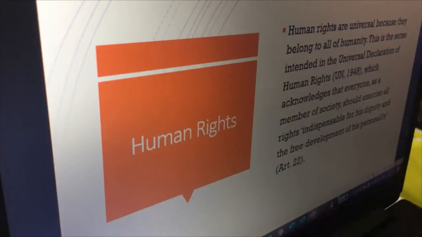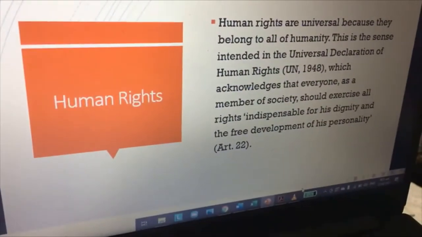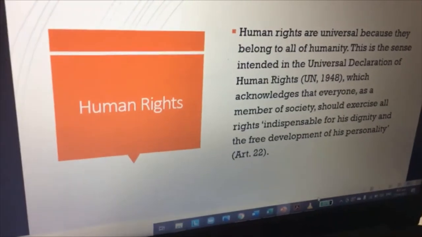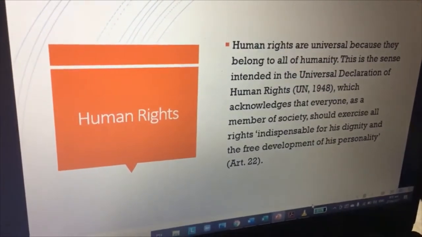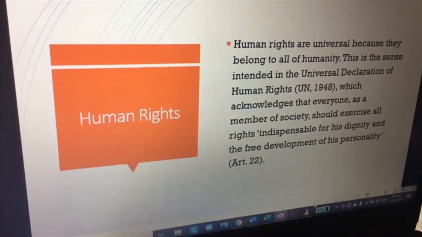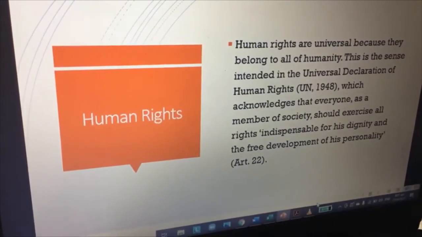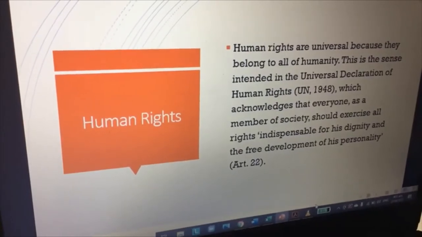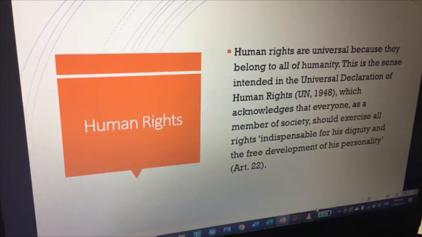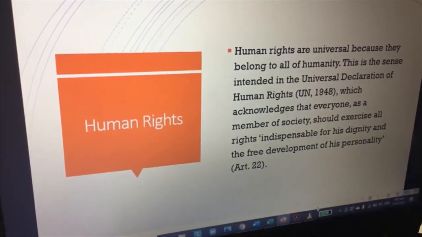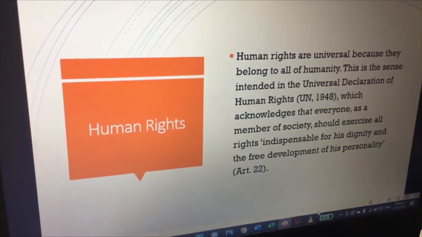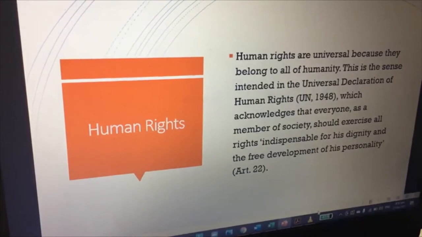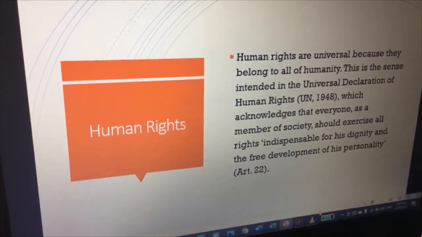So human rights are universal because they belong to all of humanity. Human rights are universal. It means that whether you are an indigenous person, whether a person is rich or poor, whether they are pretty or not, is there even such a thing? Whether or not a person is gay or straight, everybody has the same rights. Whether you come from Asia or America, European or Australian, African or South American, everywhere on Earth, of course. Yes, class, human rights are universal. Everybody has rights because they belong to all of humanity.